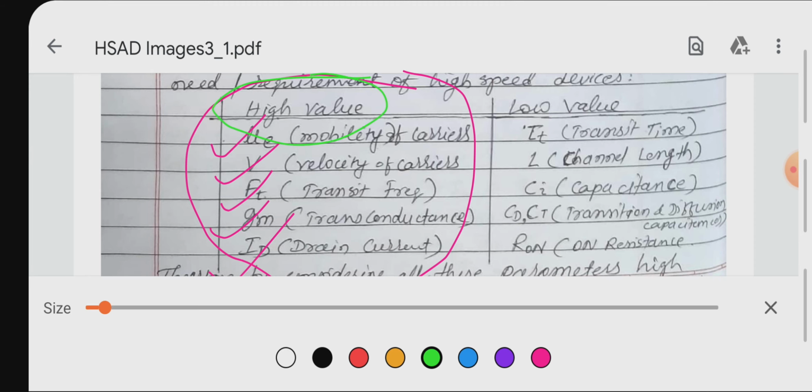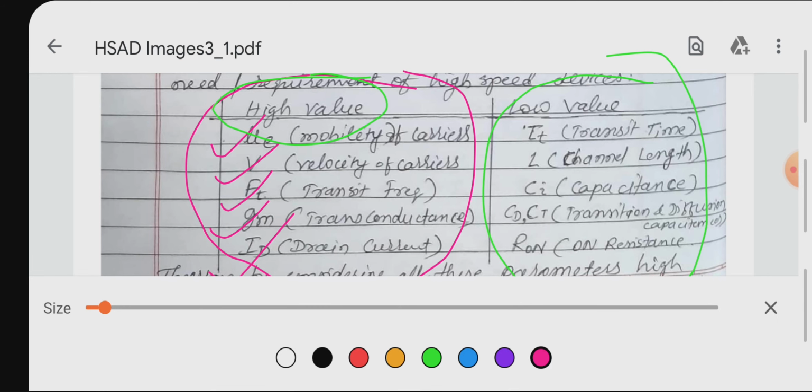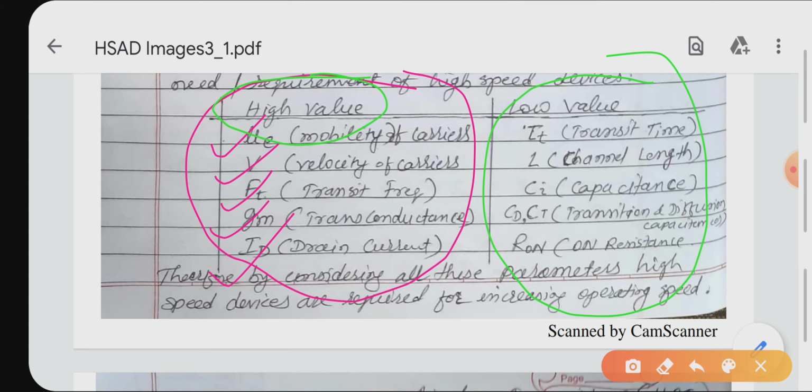Okay, then there are other parameters which should have a low value. So here we can see all these parameters should have low value. The very first parameter is the transit time of the charge carriers, denoted by capital T suffix small t. As we have seen, it is the ratio of channel length by the carrier velocity, which depends on the mobility of charge carriers and electric field. So the transit time should be low.